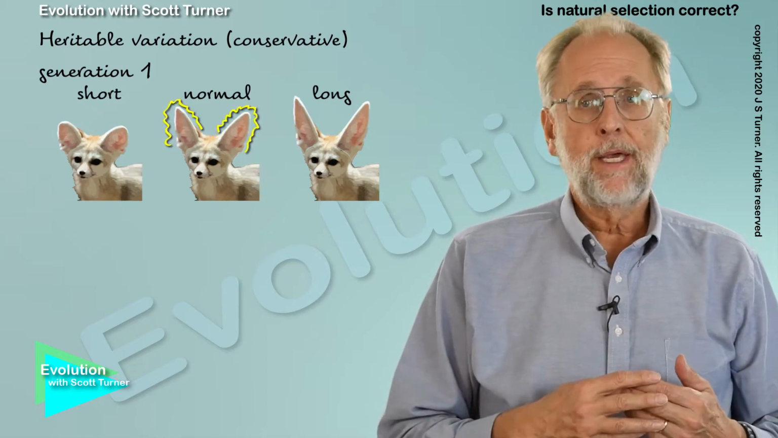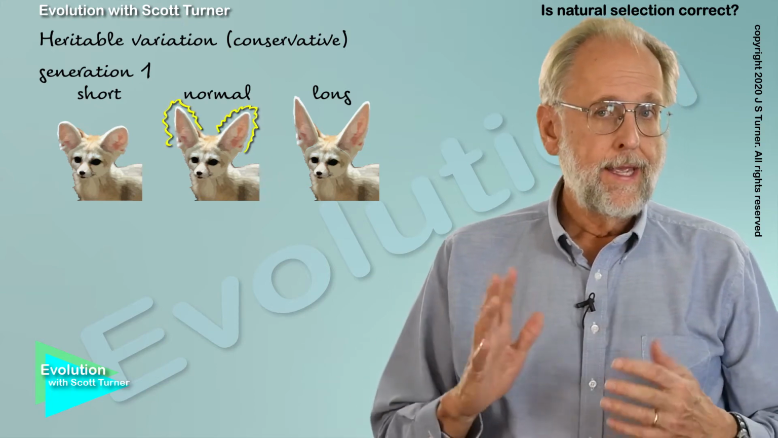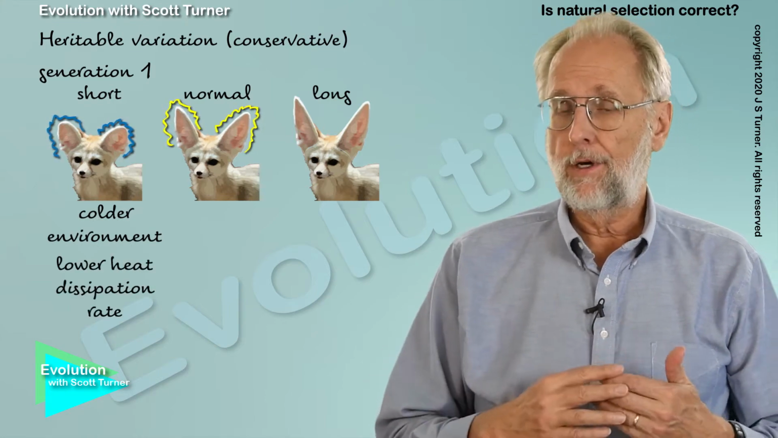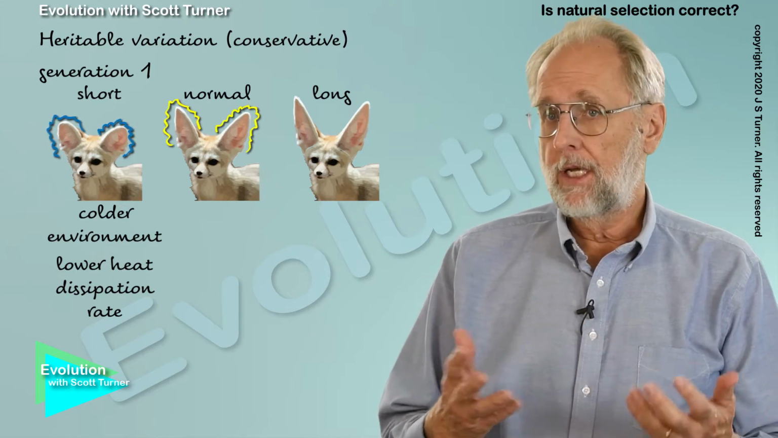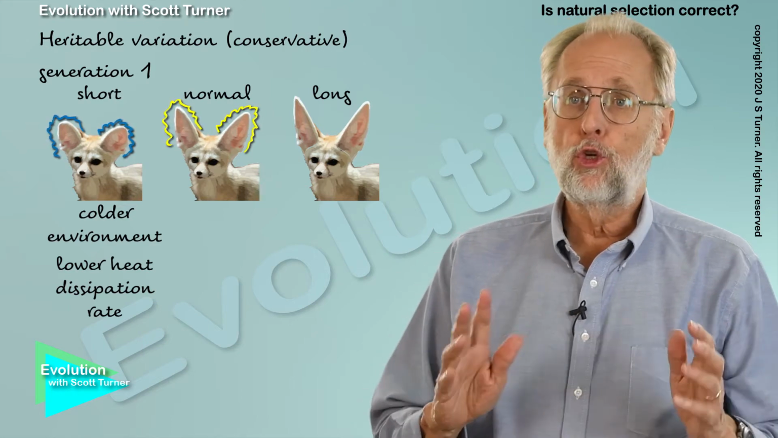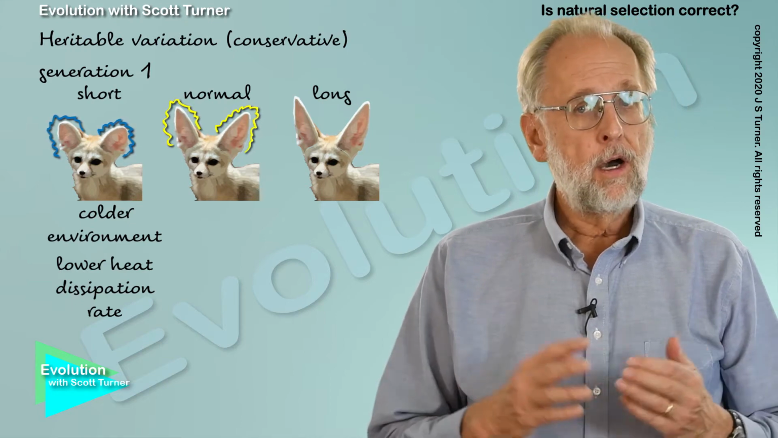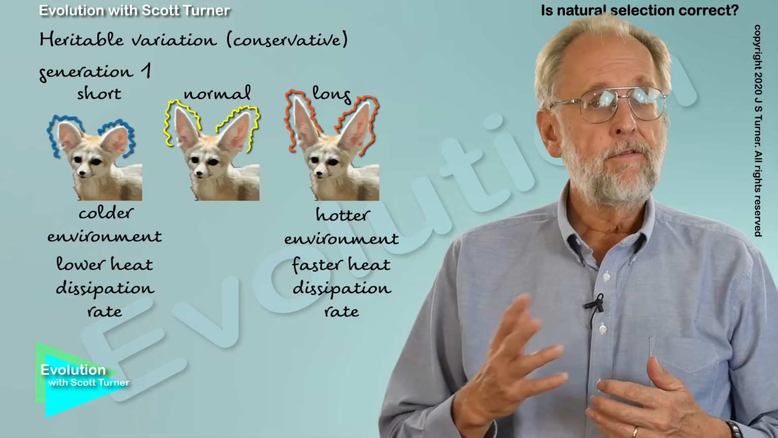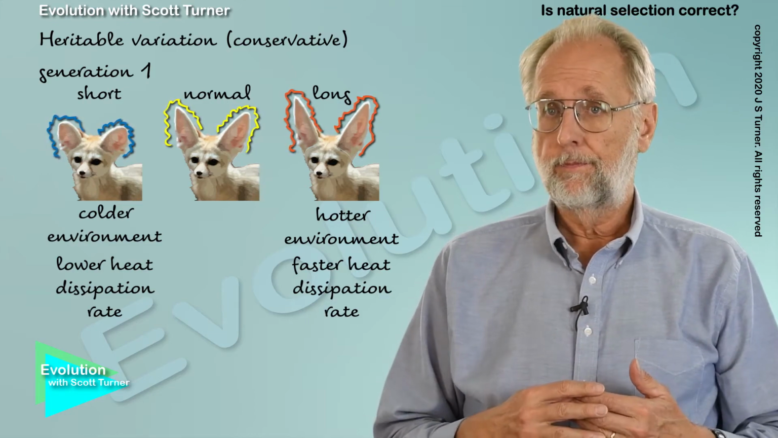But heat dissipation through the ears has to match the conditions. In cold conditions, heat dissipation needs to be lower than in a hot desert. Shorter ears can serve this purpose. Indeed, long ears may dissipate too much heat from the body when it's cold outside. In hotter conditions than normal, more heat needs to be dissipated. Fennecs may need to have even longer ears to do that job.